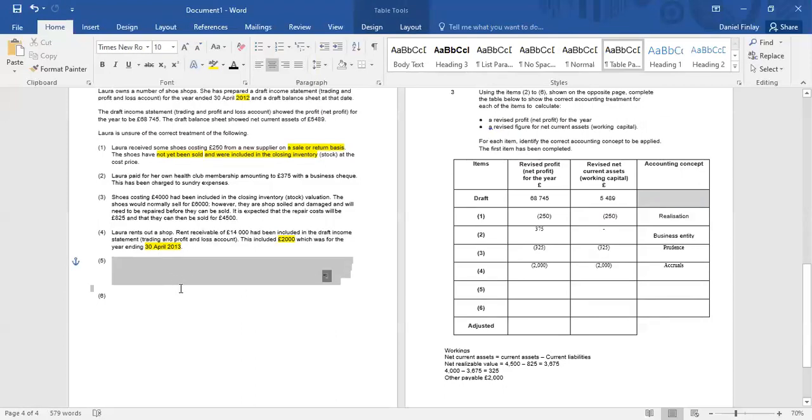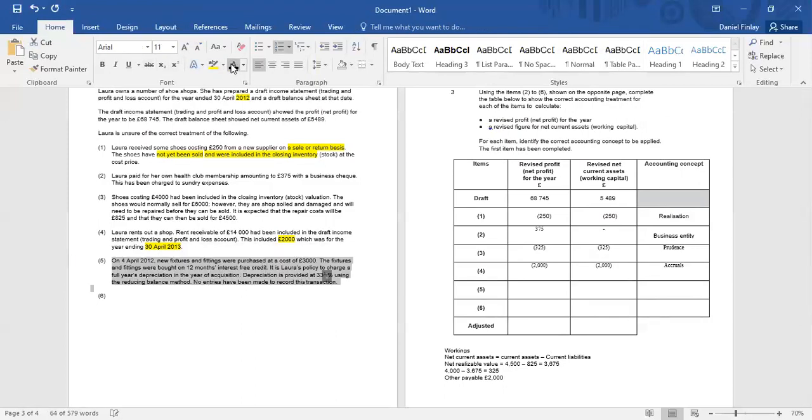Number 5. So on the 4th of April 2012, new fixtures and fittings were purchased at a cost of £3,000. The fixtures and fittings were bought on a 12 months interest-free credit. It is Laura's policy to charge a full year's depreciation in the year of acquisition. So that just means the year it's purchased. Depreciation is provided at 33 1/3% using the reducing balance method. No entries has been made to record this transaction.